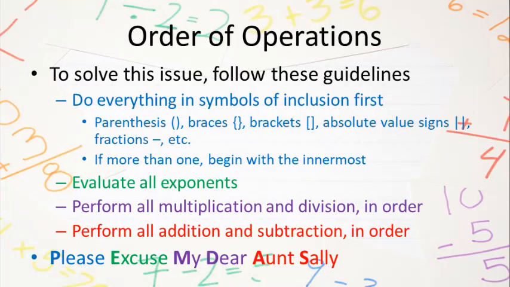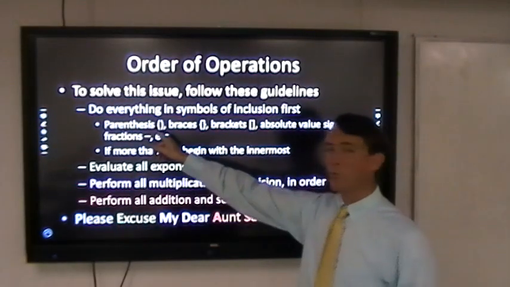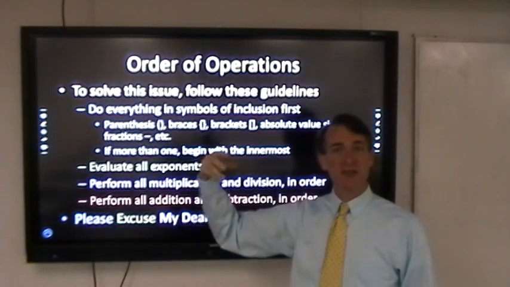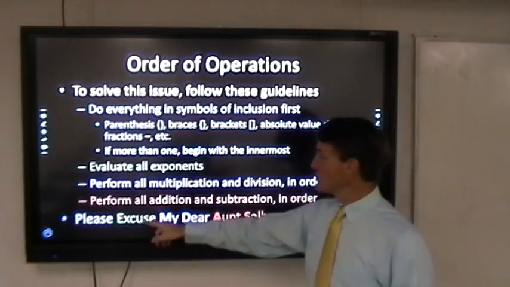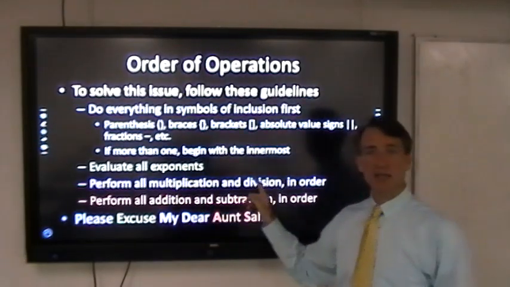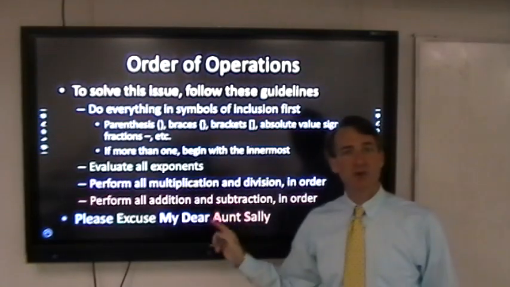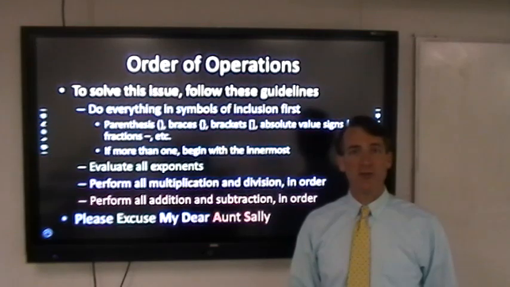As an acronym to help you remember, "please excuse my dear Aunt Sally" is the one that I use. There are several others out there that you can probably find. Please stands for parentheses, but really understand that's any symbol of inclusion. Excuse is the exponents. My dear is multiplication and division in the order that they come. Aunt Sally is the addition and subtraction, once again, in the order that they come.